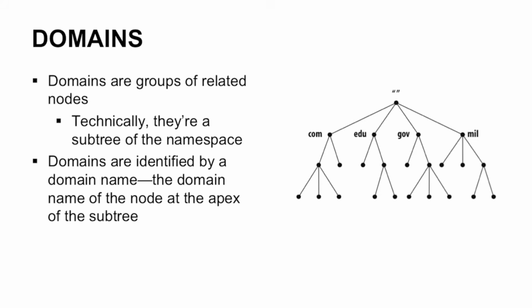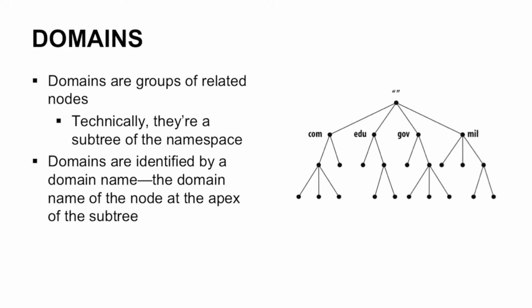Now let's talk about some topics related to the namespace: domains, subdomains, delegation, and zones. Domains are groups of related nodes. Technically, they're a subtree of the namespace, everything at a particular node of the namespace and below that point. Domains are identified by a domain name. That is the domain name of the node at the apex, or top, of the subtree.